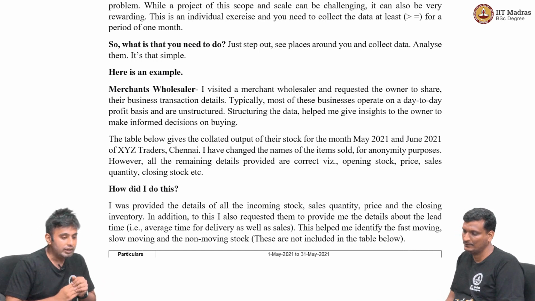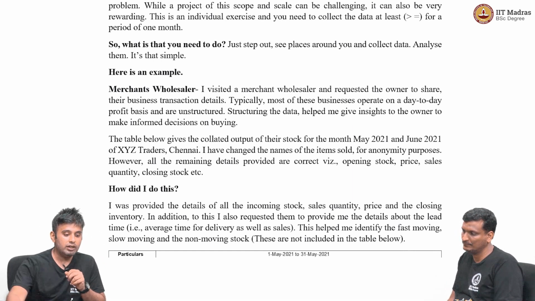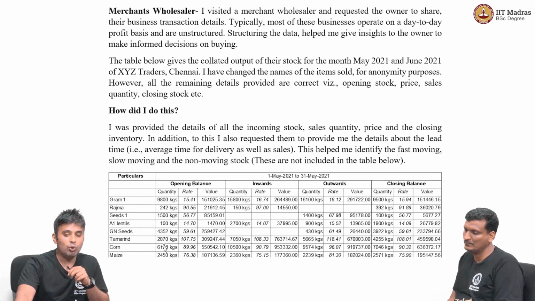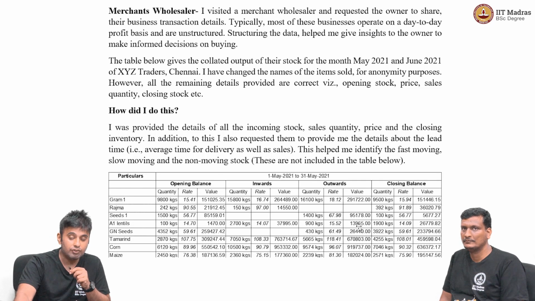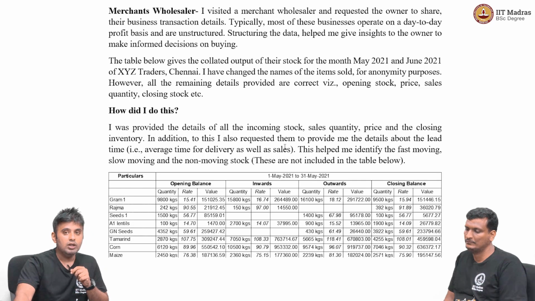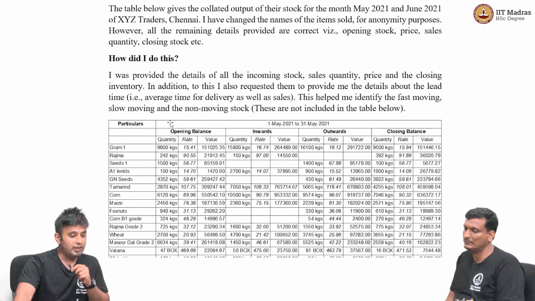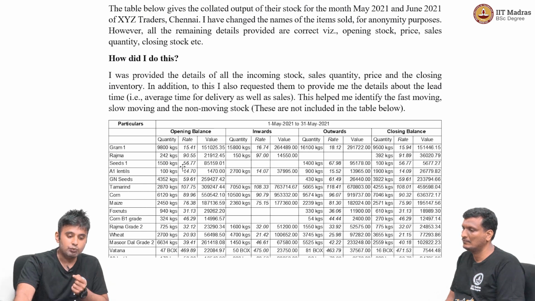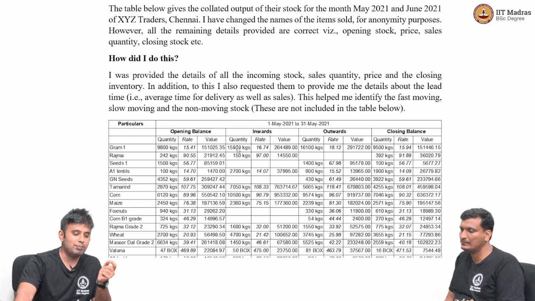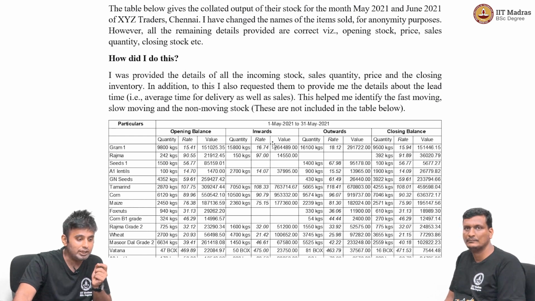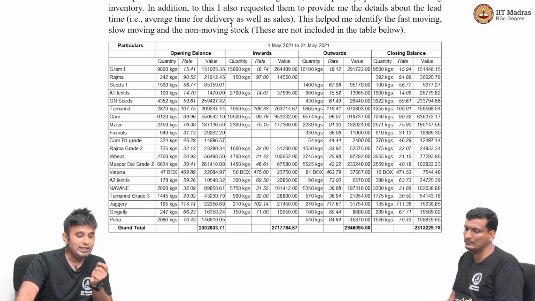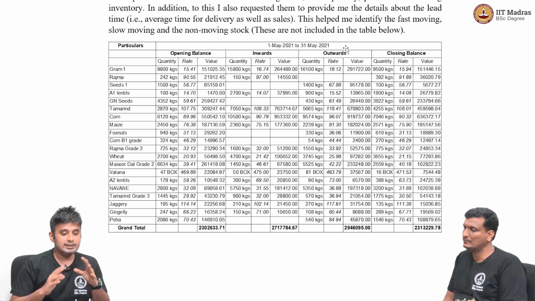So what we did was that we went to a street in Chennai, and we collected data from a wholesaler merchant for the period of May and June 2021. We have changed the names of the various goods sold, but the remaining details like the opening stock, the items procured, and the sales remain the same. The prices and all are correct; we only had to maintain anonymity. In the table below, I am showing you all the details of the incoming stock, the sales quantity, the price and the closing stock. Now, what have I done with this?